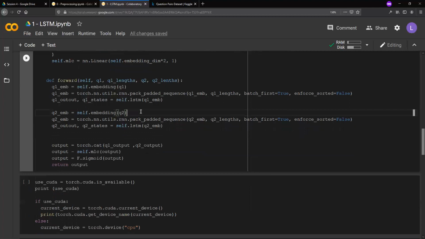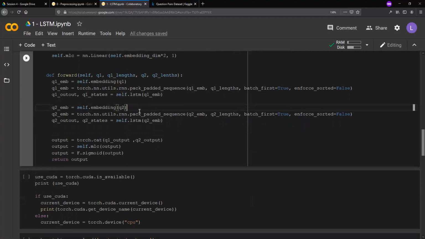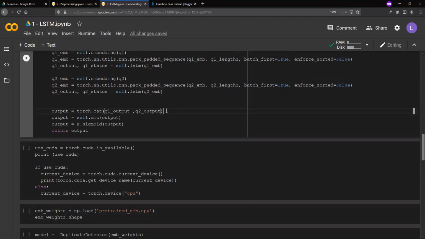We do the same thing for question 2. Take the outputs of the LSTM from both question 1 and question 2, so we get the latent representation for question 1 and question 2. Concatenate them together and feed them to our classification layer. And of course, apply the sigmoid activation function.